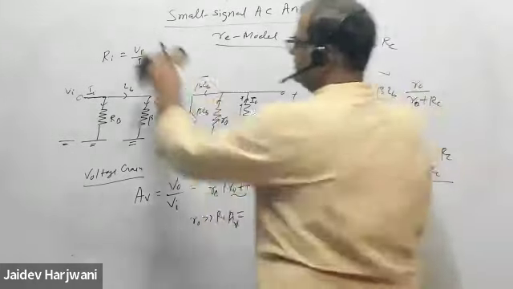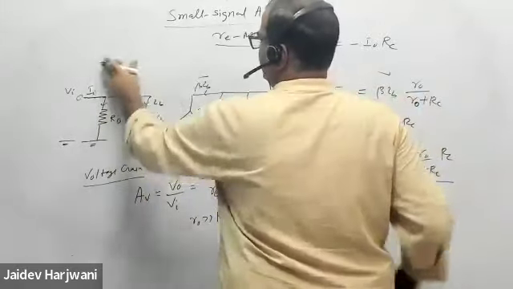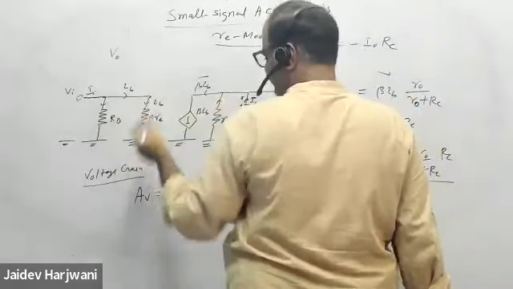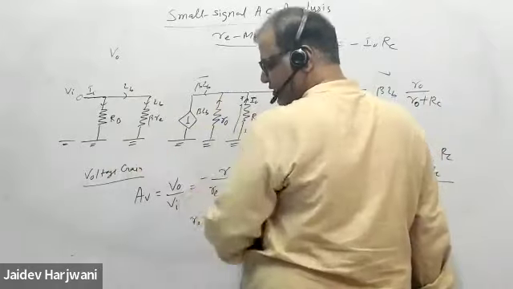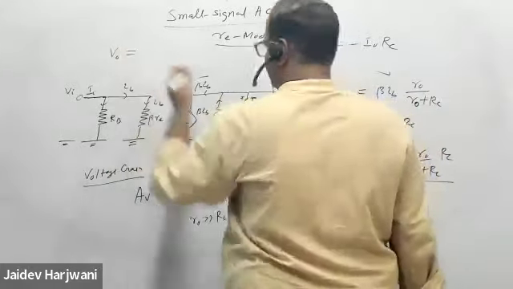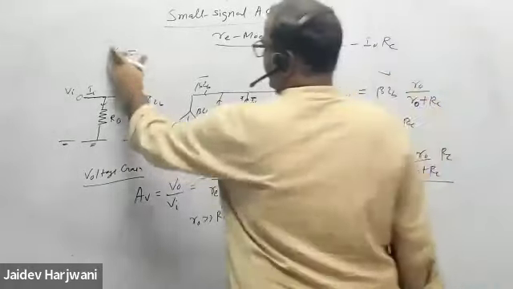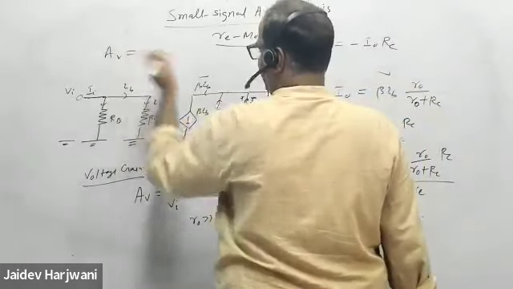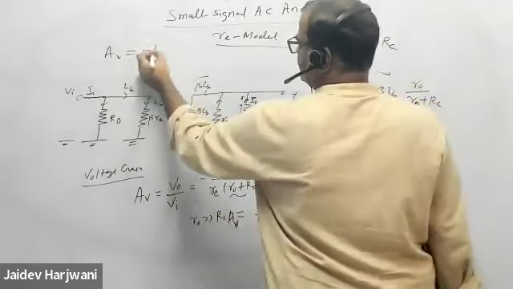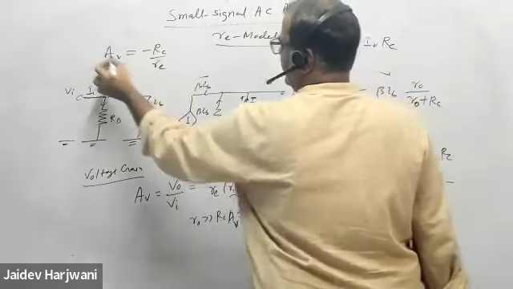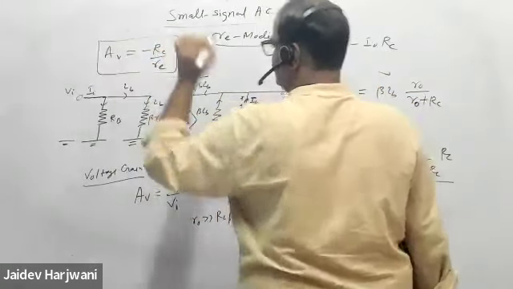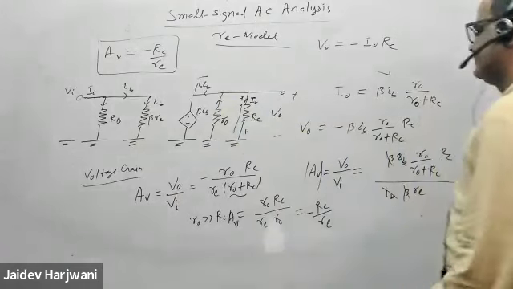I'm writing here, so four formulas you have. If you take the magnitude of gain, then you can remove the sign. So you have gain AV, that is minus RC by RE, the voltage gain.